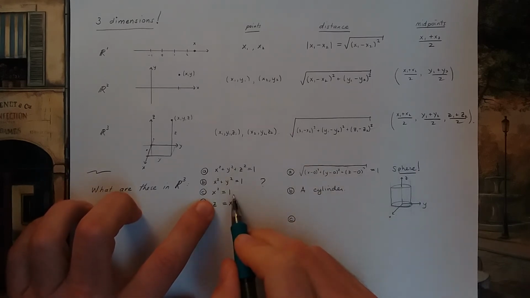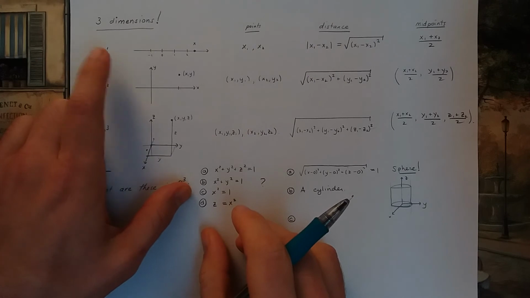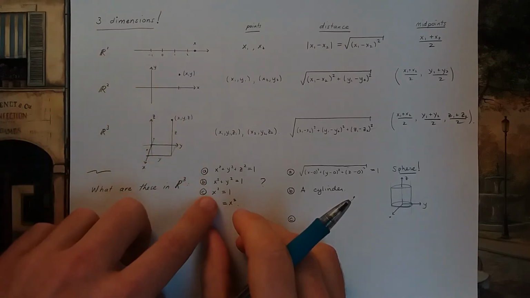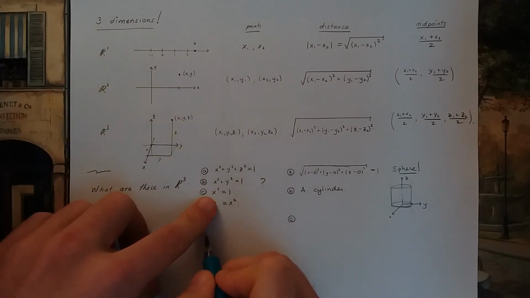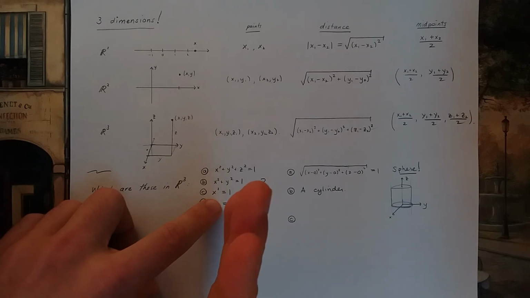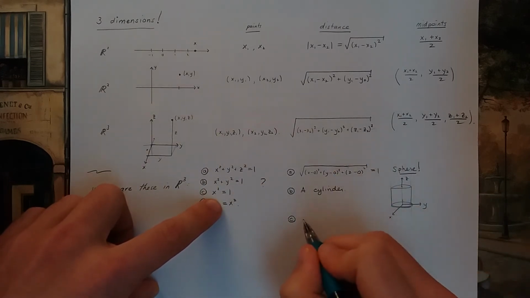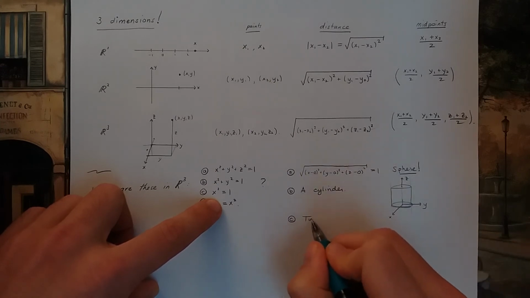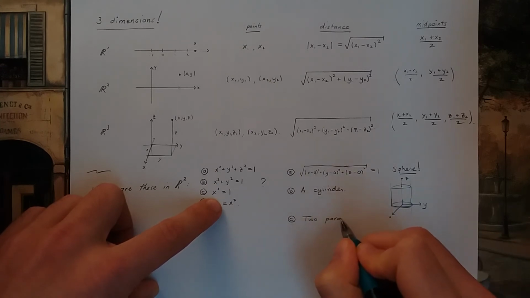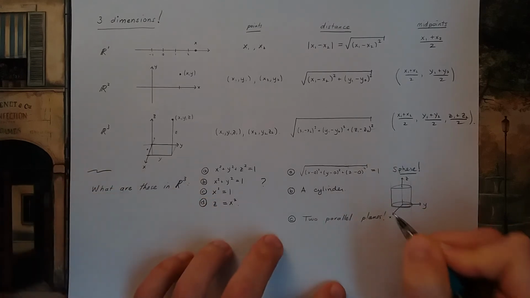Now, equation C, remember, I'm in R3. Equation C, if I were in R1, would be true if x was plus or minus 1. But I'm in R3. So x can be plus or minus 1, and then after that, y and z could be anything. So you actually get two parallel planes.